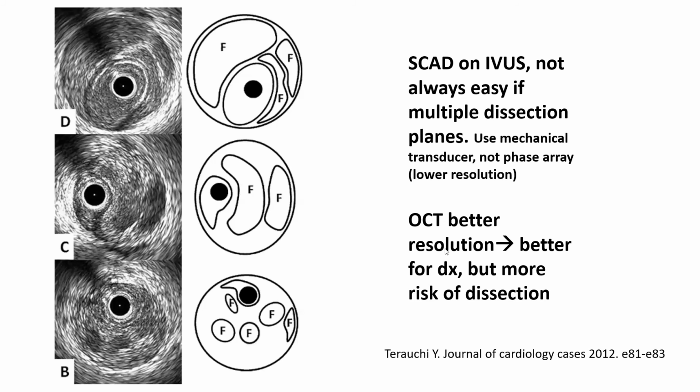So OCT generally has better resolution and is better for diagnosis, but it has a higher risk of dissection. So I think a lot of operators, including myself, would prefer IVUS, but it has lower resolution and is more difficult to analyze the images. If you do IVUS, don't use the phased array Volcano system. It has even lower resolution. Use the Boston mechanical transducer.